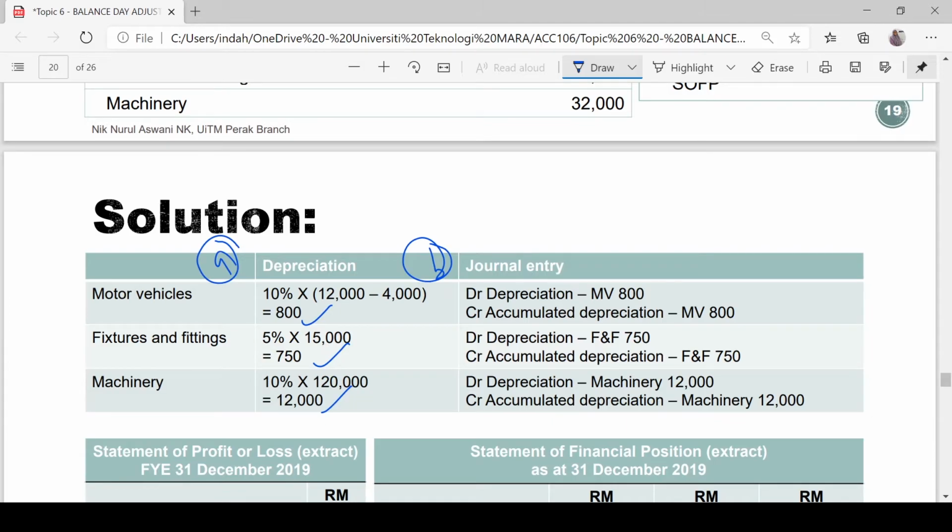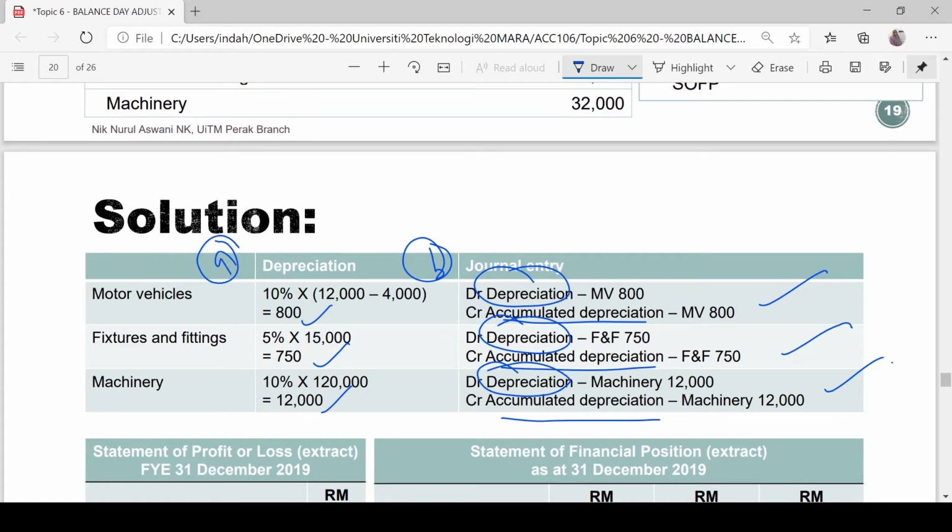How do we journalize the transaction, how do we prepare the adjusting entry for depreciation? Debit depreciation of motor vehicle 800, credit accumulated depreciation of motor vehicle 800. Debit depreciation, fixtures and fitting 750, credit accumulated depreciation, same amount 750. Debit depreciation for machinery 12,000, credit accumulated depreciation of machinery 12,000. The depreciation account here is a new account created for that period only, whereas accumulated depreciation is a permanent account where you have an opening balance.